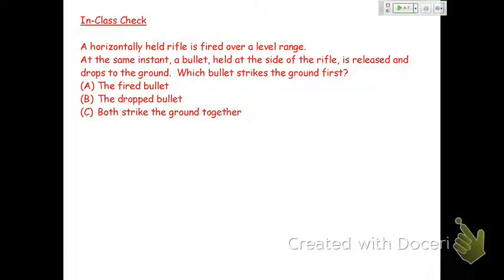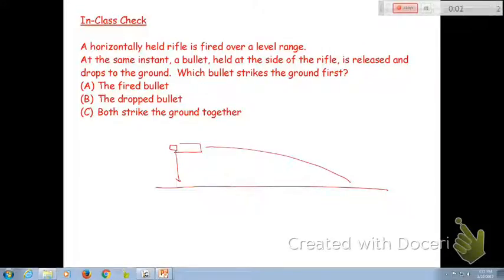Horizontal rifle. A horizontally held rifle is fired over a level range. That means level ground. At the same instant, a bullet held at the side of the rifle is released and drops to the ground. Which will strike the ground first? So here's the rifle, and here's the bullet. Level ground. Which gets to the ground first? Does the fired bullet, or does the dropped bullet, or is it both the same? What do you think?